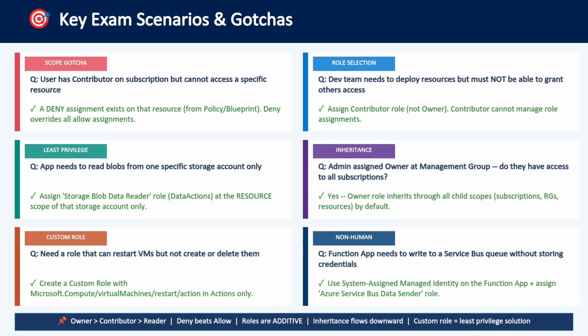Here is a summary rule set. Deny beats allow, always. Roles are additive, union of permissions. Inheritance flows downward, parent to child. Owner, contributor, plus RBAC management. Use managed identity for Azure to Azure auth.